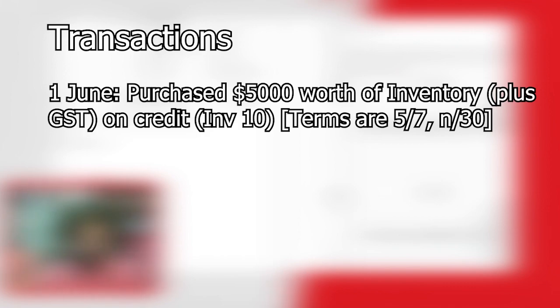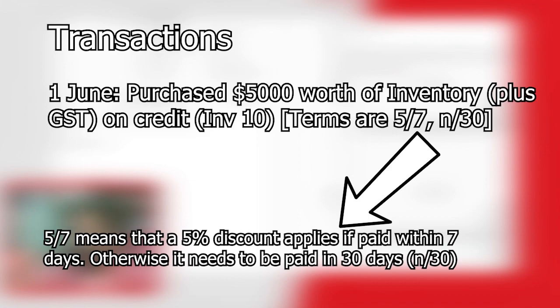I'm going to talk you through 5/7, and N/30. What that means is our credit term: 5% discount if paid within 7 days is 5/7. So if we pay it back within that time, we get a 5% discount. Otherwise, we need to pay within 30 days or it's overdue. It's like on your electricity bill, when you pay early, you get given a discount.